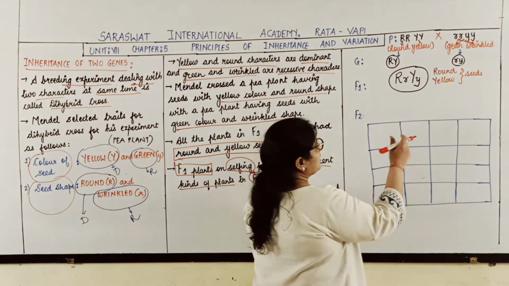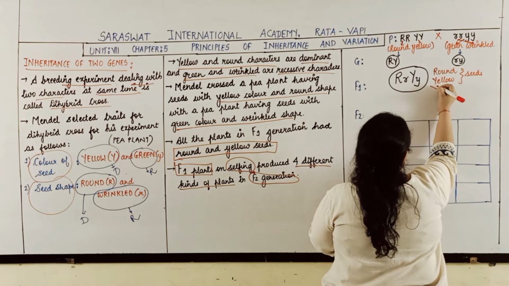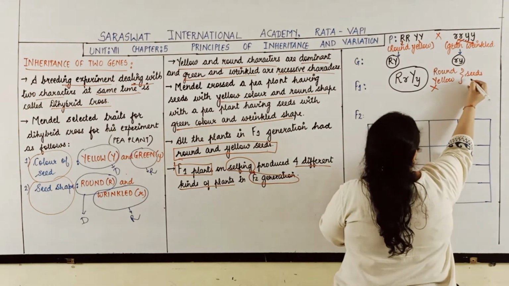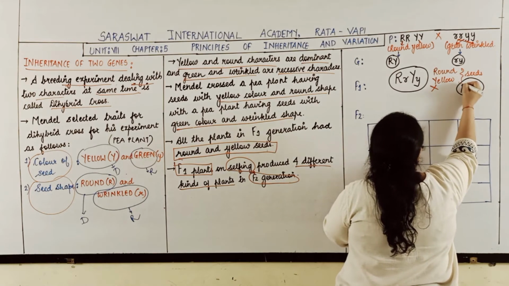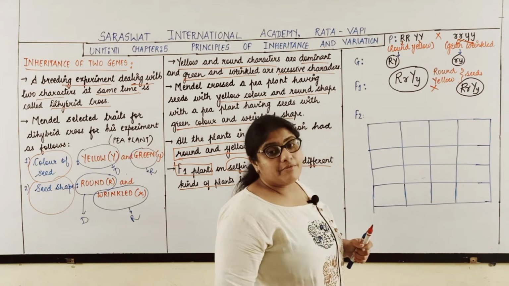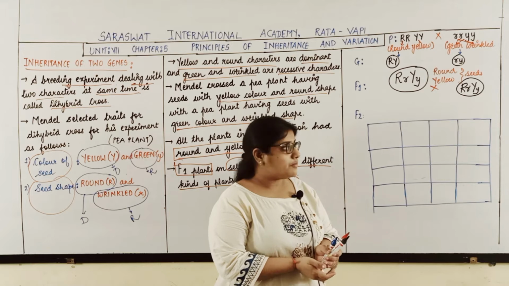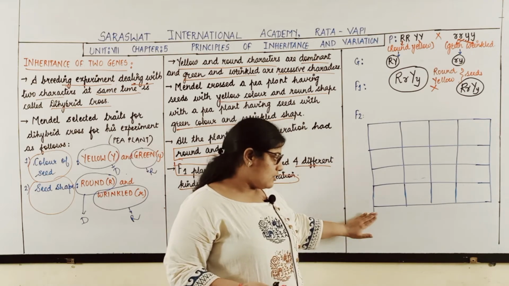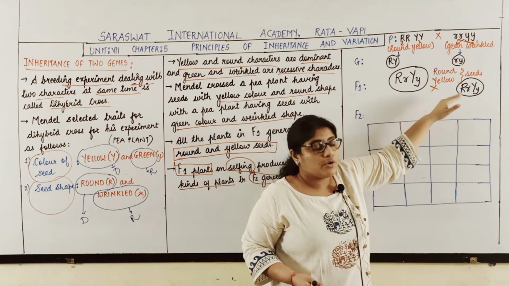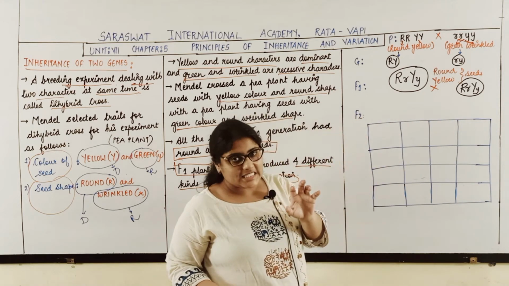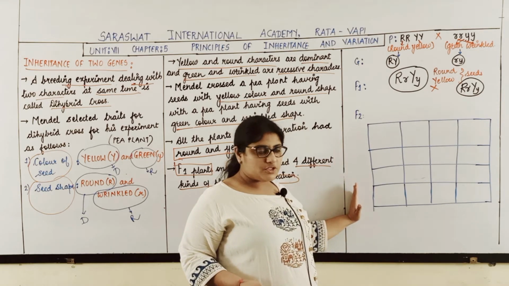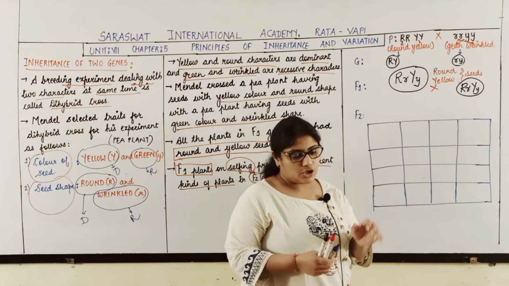Now students, he selfed the F1 plants. So basically this same structure again. Now students, where will we write the gametes in the Punnett square? They are written on the left side columns and on the top rows.